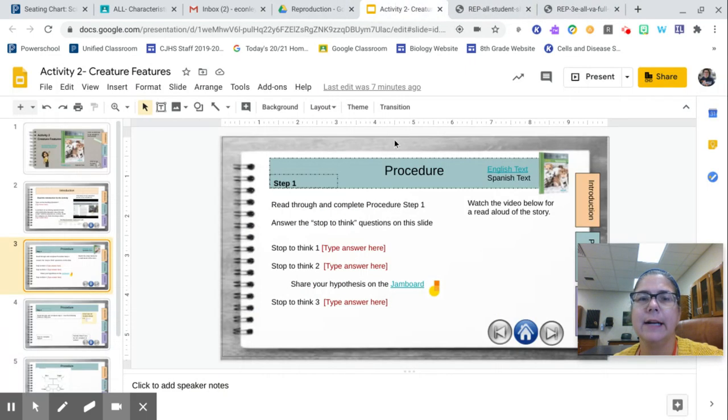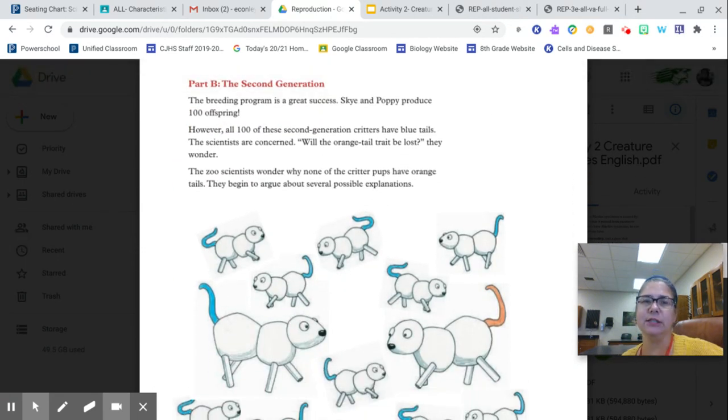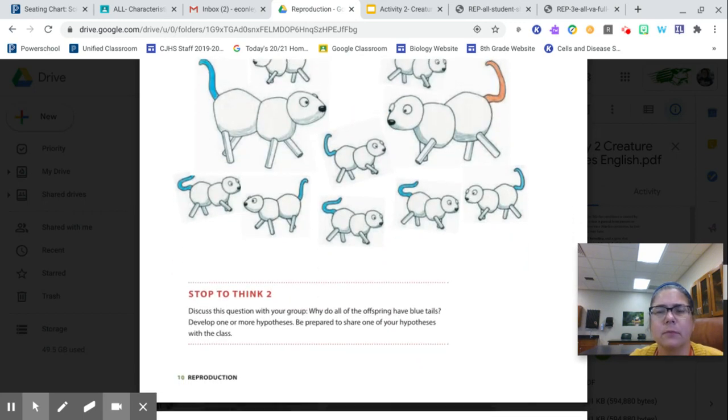Okay, going on to part 2, the second generation. The breeding program is a great success. Sky and Poppy produced 100 offspring. However, all 100 of these second generation critters have blue tails. The scientists are concerned. Will the orange tail trait be lost, they wonder? The zoo scientists wonder why none of the critter pups have orange tails. They begin to argue about several possible explanations.